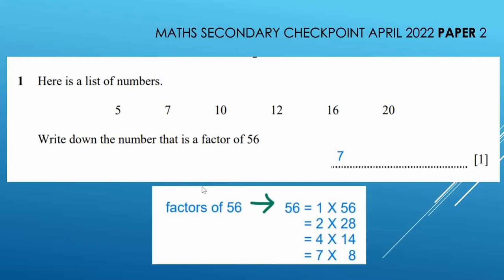This is the explanation. Factors of 56 mean two numbers that when we multiply we get 56. So it's 1 times 56, 2 times 28, 4 times 14, and 7 times 8. So from all this list, only 7 is there. So that will be the answer. Is it right? If you get it correct, then you score 1 mark. Now let's move on to the next question.